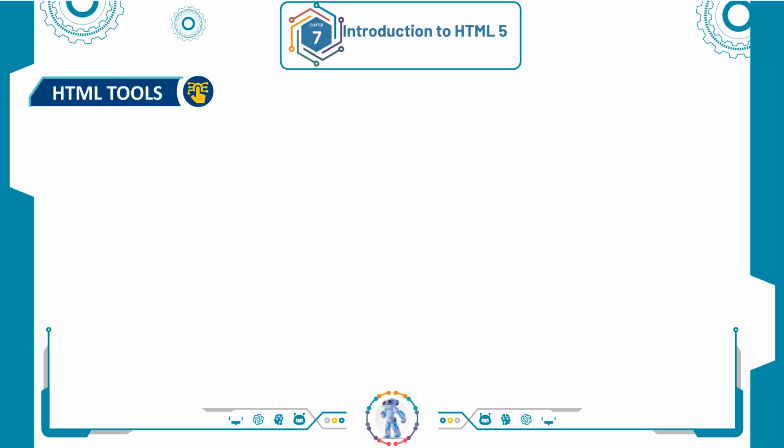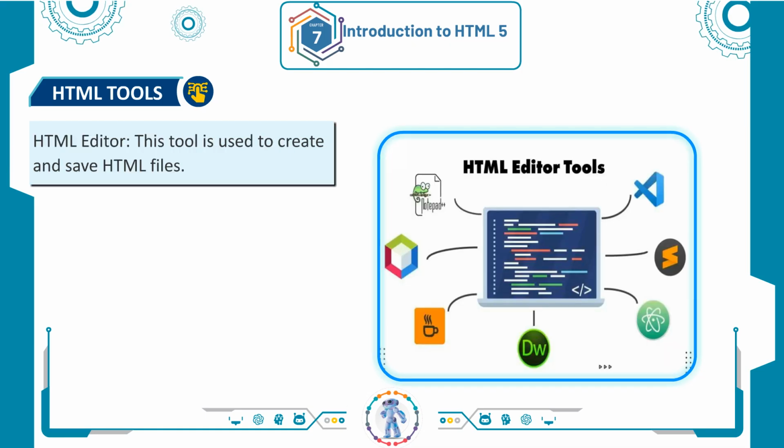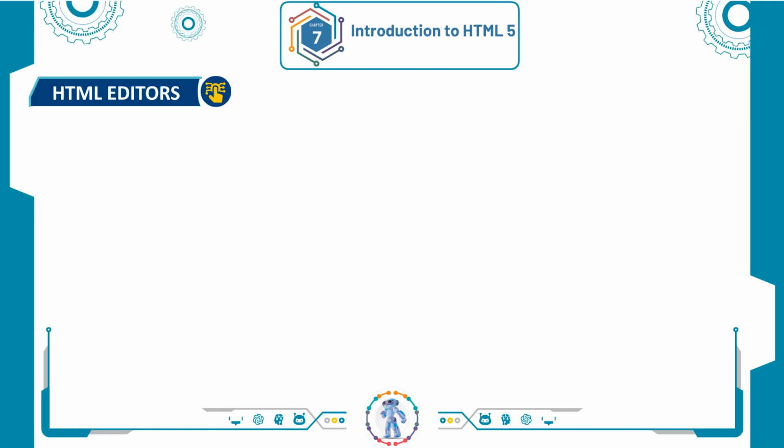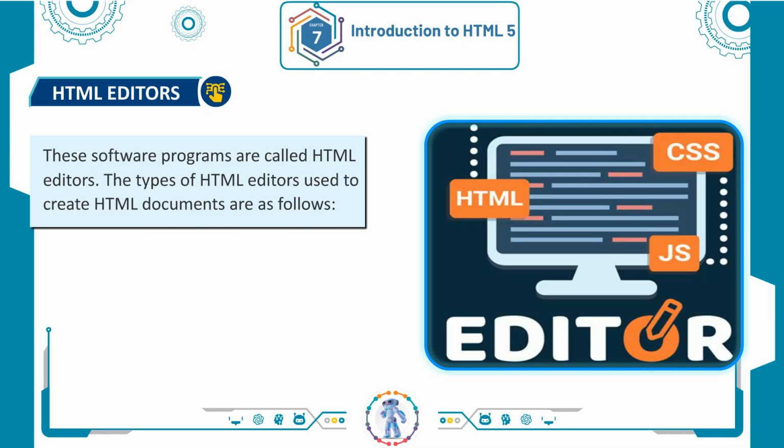HTML Tools. To create an HTML document, you need two basic tools. HTML Editor: this tool is used to create and save HTML files. Web Browser: this tool is used to view the final result. HTML Editors. Like any other computer language, HTML requires software to write the code. These software programs are called HTML editors. The types of HTML editors used to create HTML documents are as follows.